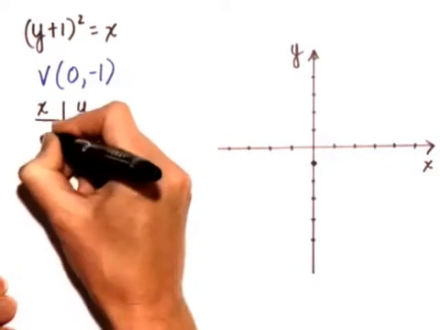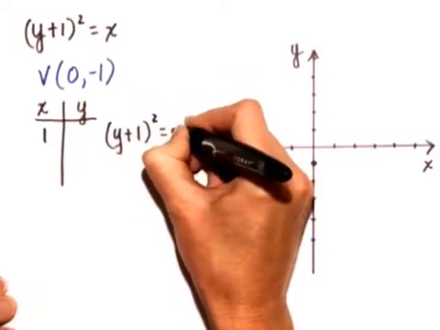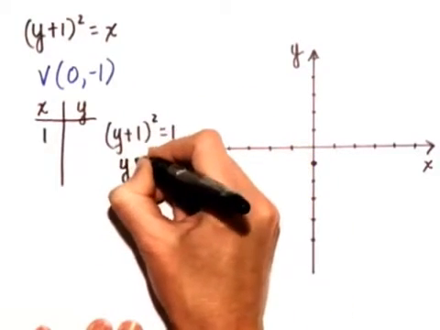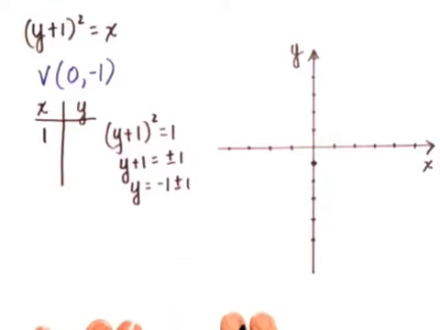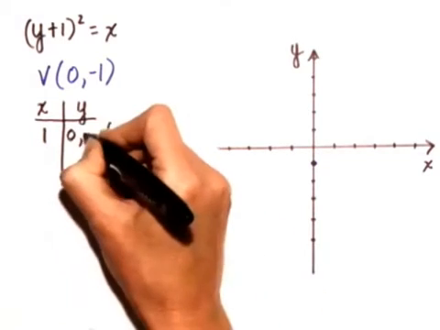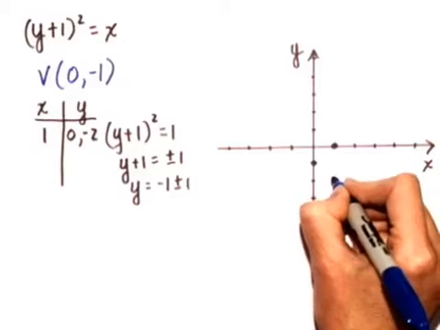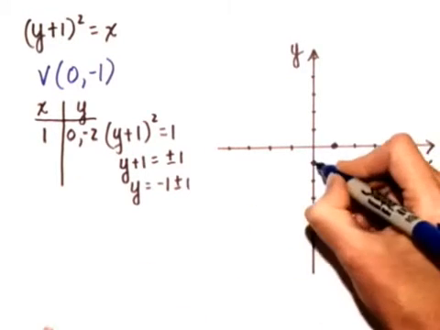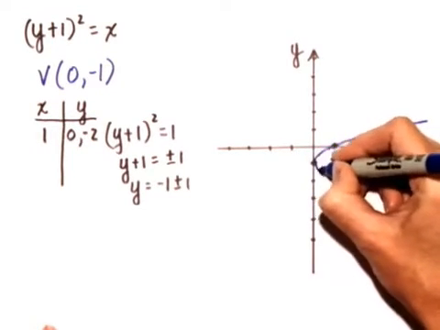Let's let x equal 1. If we let x equal 1, then we get (y plus 1) quantity squared is equal to 1. If I take the square root of both sides, I get y plus 1 equals plus or minus 1, or y equals negative 1 plus or minus 1. Negative 1 plus 1 gives me 0, or negative 1 minus 1 gives me negative 2. So we have 2 points now. When x is 1, y could be 0, which is right here. Or when x is 1, y could be negative 2. Now we have a sketch of this parabola based on this information.